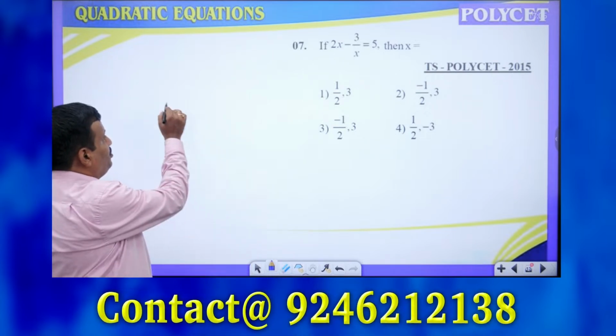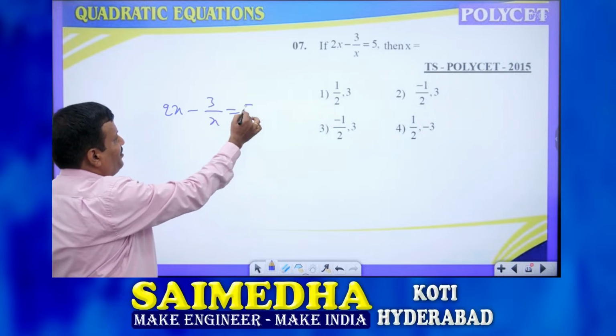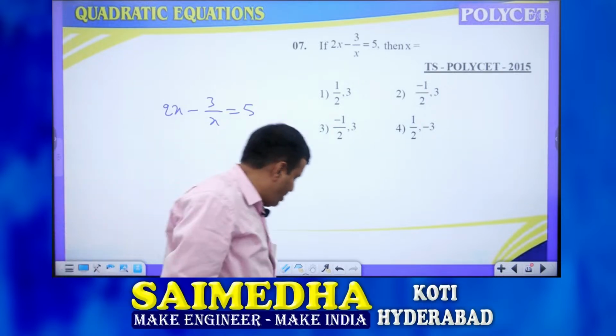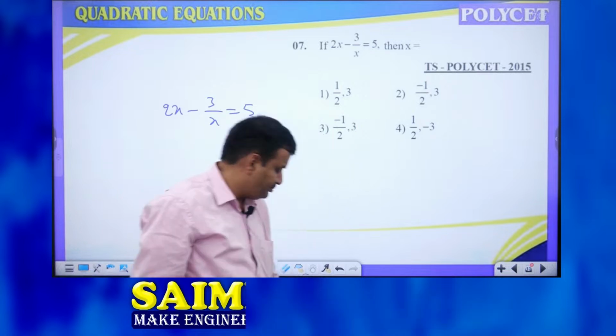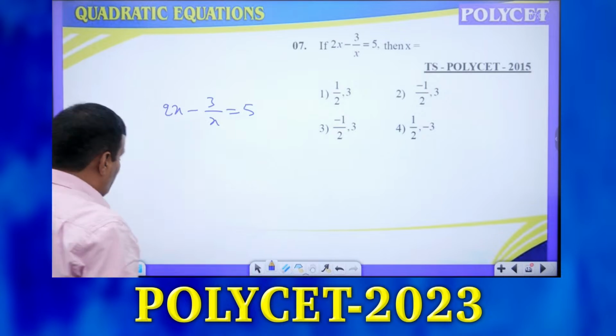2x minus 3 by x is equal to 5. What are the roots of the equation? What is the name of this equation, whether it is linear or quadratic?